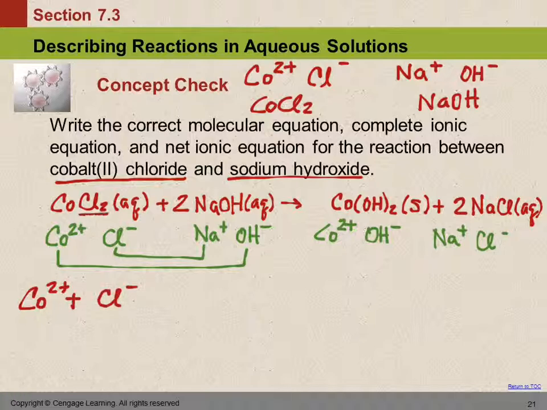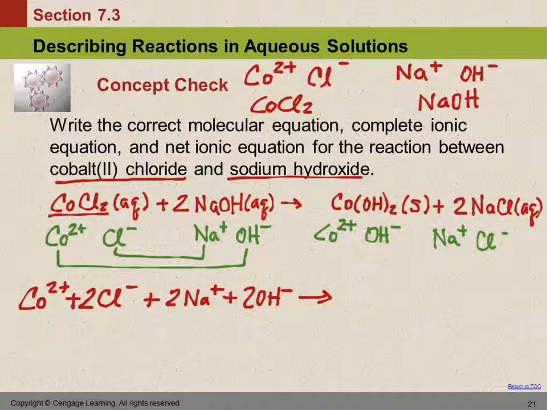And if we look at this formula, there's one cobalt and there's two chloride ions. So let's just put a 2 in here. You could go back and fill those in later, but I think it's easier to do now. And then over here we've got 2 sodium hydroxides. That means we have 2 sodium ions and 2 hydroxide ions, because sodium hydroxide is aqueous.